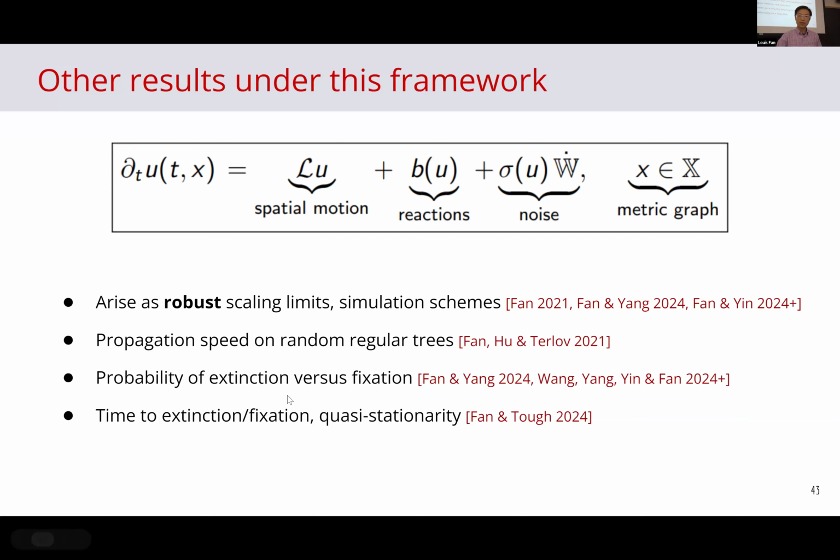And then with Johnny Lin and John Yin, we also look at extinction probability. And then recently with Oliver Tough, we study the time to extinction and the so-called quasi-stationary behavior of the stochastic FKPP.